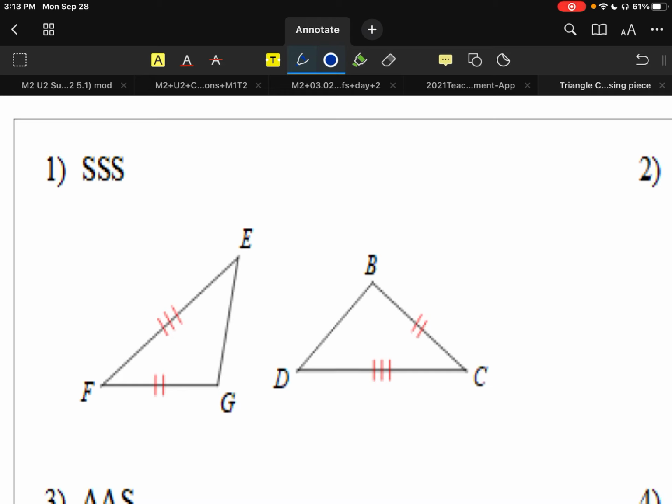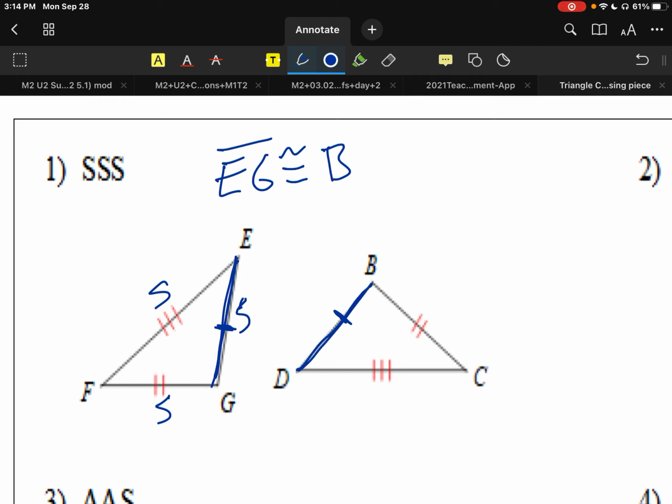I need these two triangles to be congruent through side, side, side. I have a side. I have a side. Now I need this other side to be marked. I'm going to mark it with a different color, because then I'm going to write an equation, a mathematical statement that tells me these are the two sides that have to be congruent for it to be side, side, side. So this first one is EG, and the second one is BD. So segment EG needs to be congruent with segment BD for it to be side, side, side.